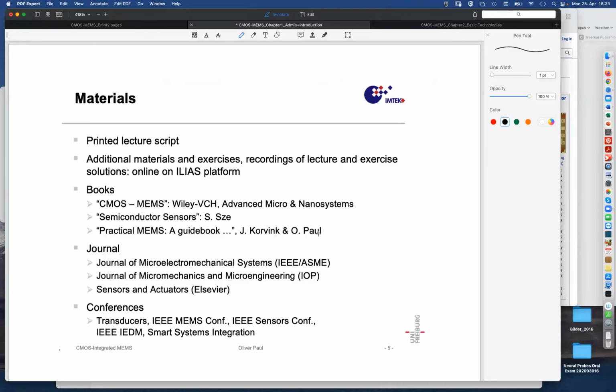And then, of course, there is professional literature, journals, and professional conferences that advance the state of the art. This is, of course, a living subject. It's not an old traditional closed subject, but it evolves strongly.